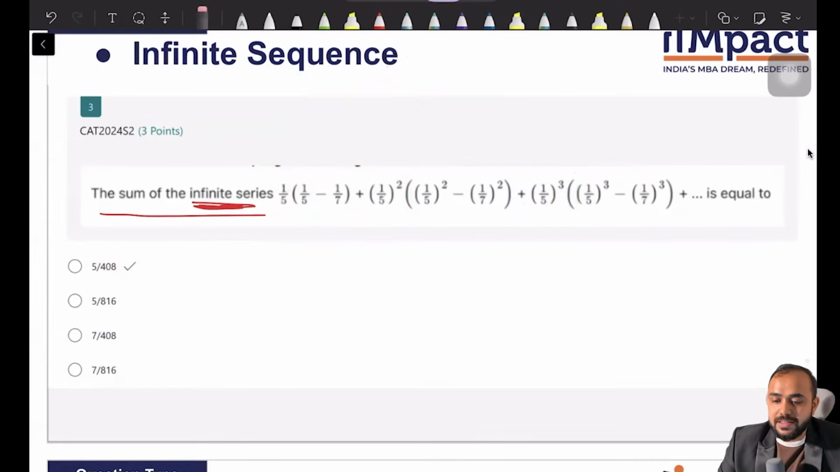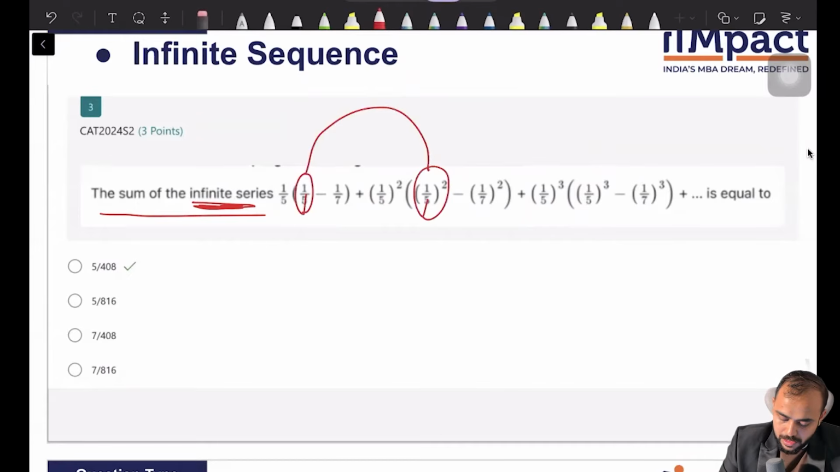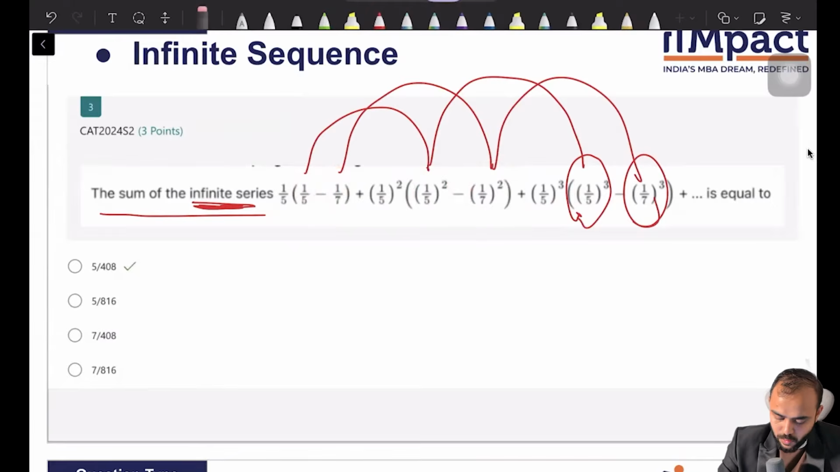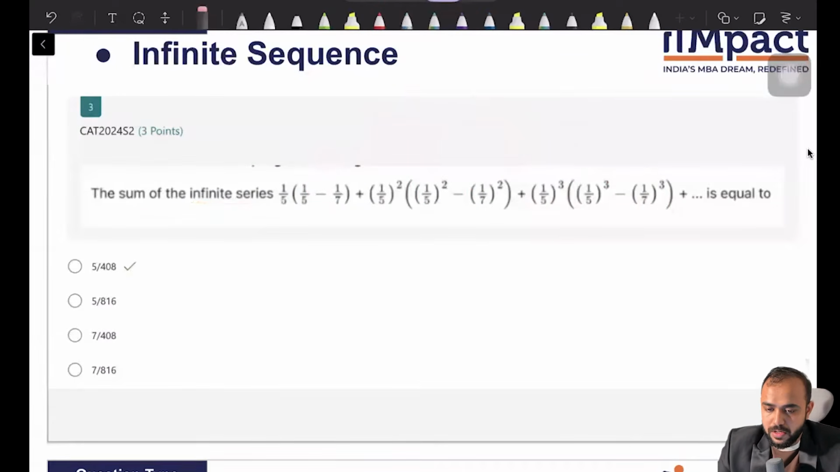However, I do get a sense that GP is getting used. What is the first instinct that clicks me? Do you see how individually the terms inside are in infinite GP? They are. So why don't I separate them? Why don't I write this as, and this was the part that was required in this question.